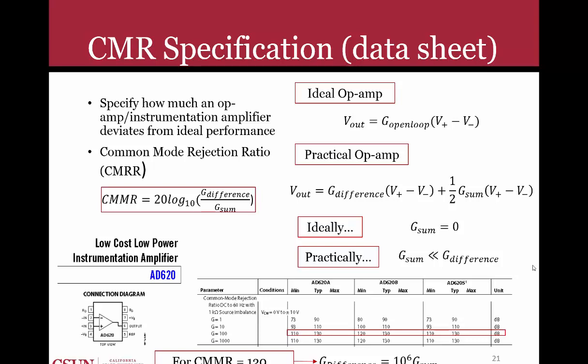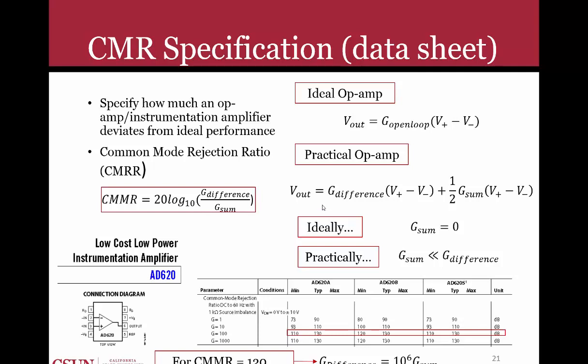Okay, so if you are designing an instrumentation or a differential amplifier, this is something you have to consider when you're looking at a data sheet. So let's say you're looking at the AD620 as an amplifier. Well, we know from an ideal op amp that the output voltage, in an open loop configuration, is the open loop gain times the difference of the non-inverting terminal minus the inverting terminal. So any difference across the op amp will get amplified by G open loop, and G open loop is very large, right?